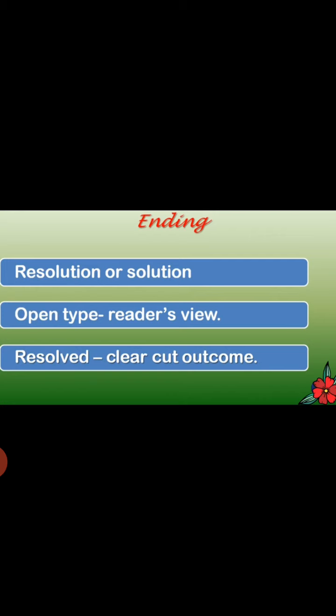And last is ending. By the end of the story you should resolve the conflicts and give a solution, give a happy ending or an interesting ending, give a twist. By the end of the story you can also give an interesting twist to your story. It can be open type, readers' view, resolved, clear, and it should have a clear-cut outcome.